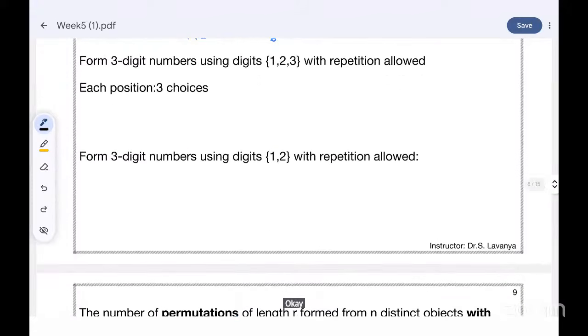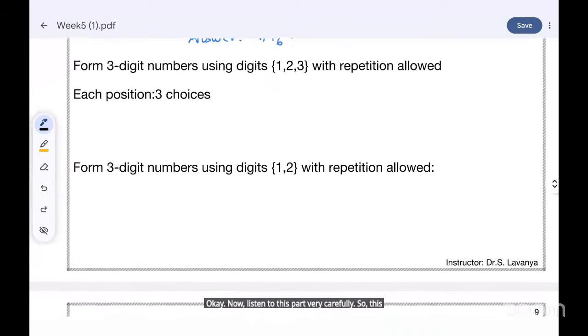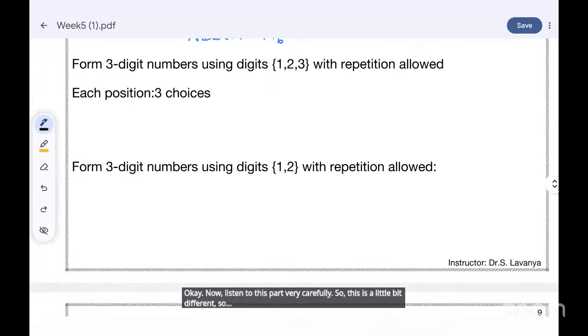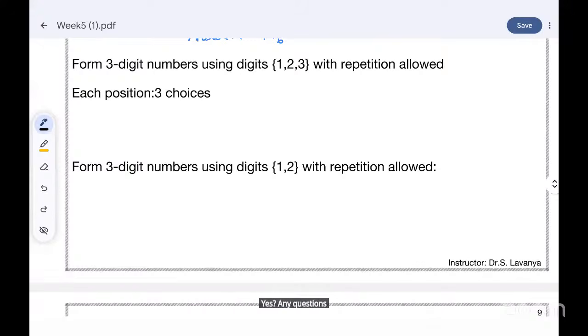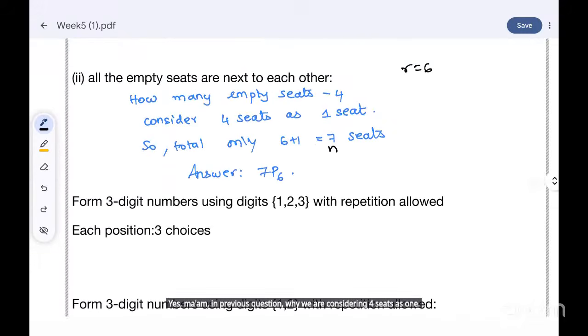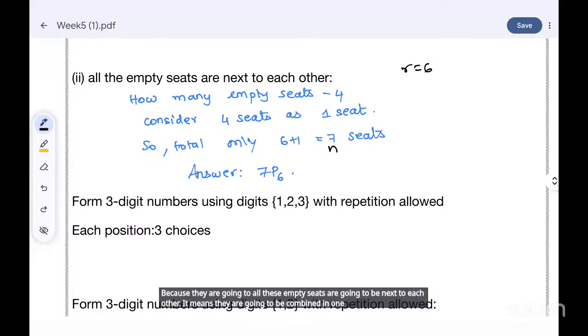Now listen to this part very carefully. This is a little bit different. Any questions? Yes, ma'am. In the previous question, why are we considering 4 seats as one? Because all these empty seats are going to be next to each other. It means they are going to be combined in one place.